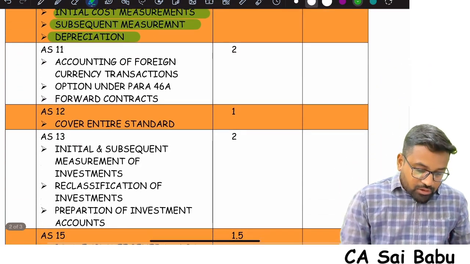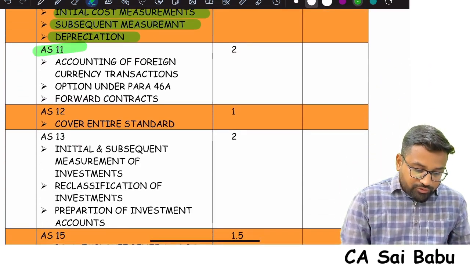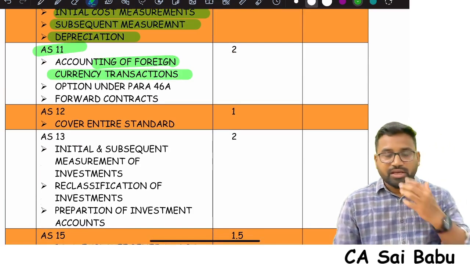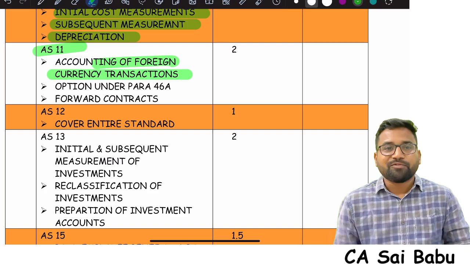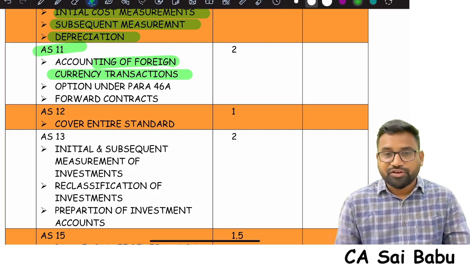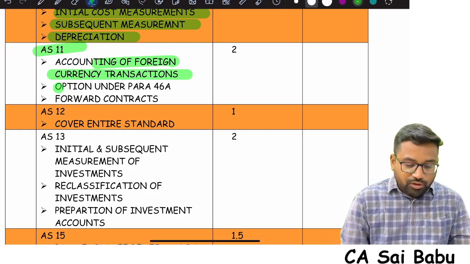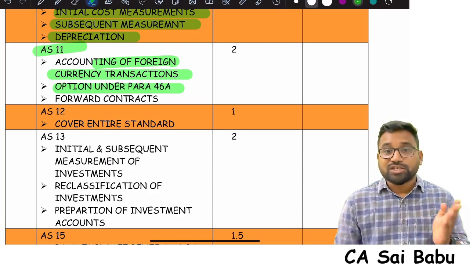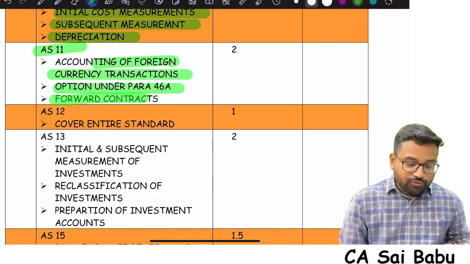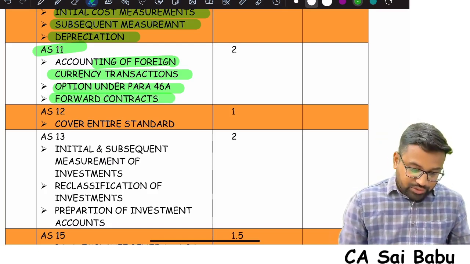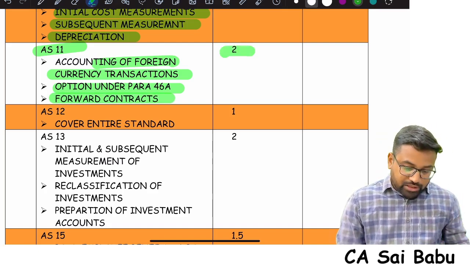Okay, coming to AS11, sir, foreign currency transactions. Whenever an Indian company or Indian enterprise enters any foreign currency transactions, what will be the accounting treatment? And also focus on the option provided under para 46A. So very, very important. Forward contracts also, please try to solve them. So look at the topic, 2 hours.